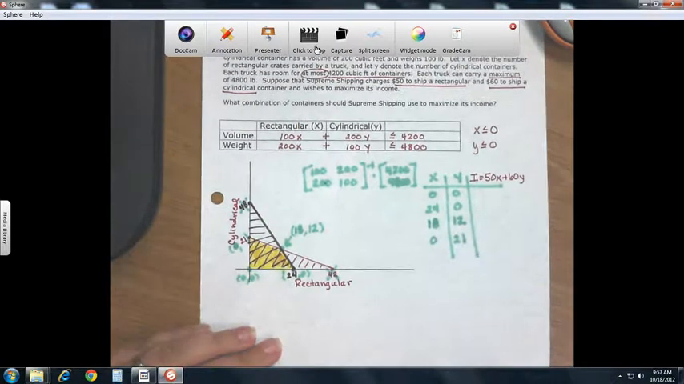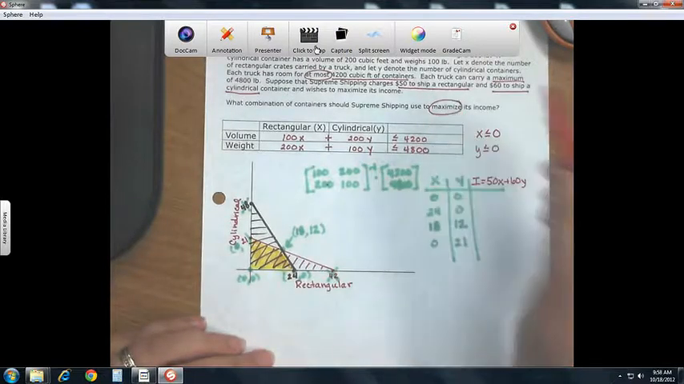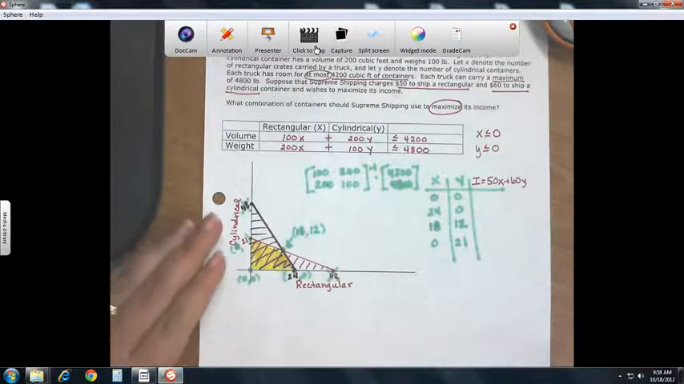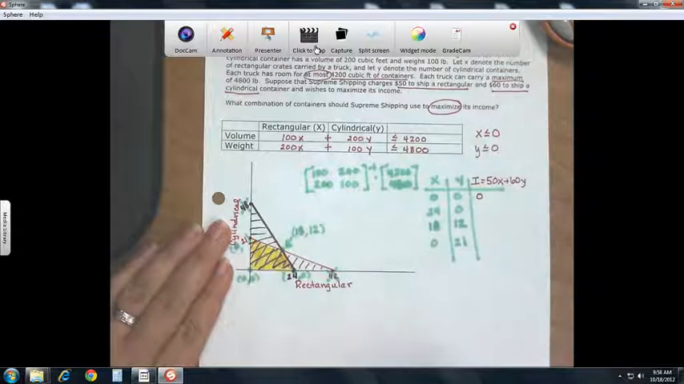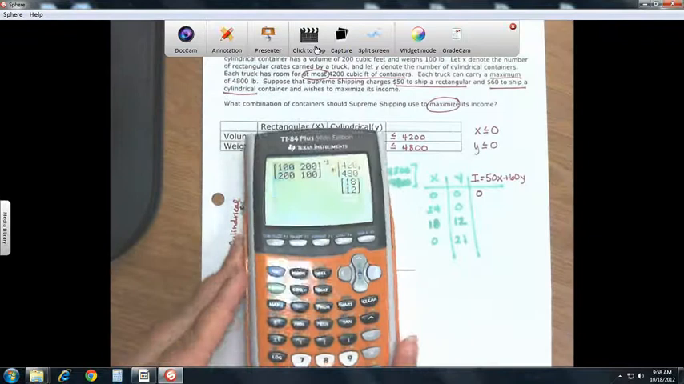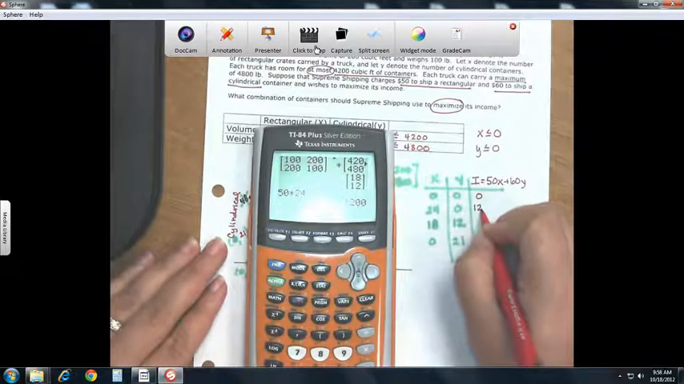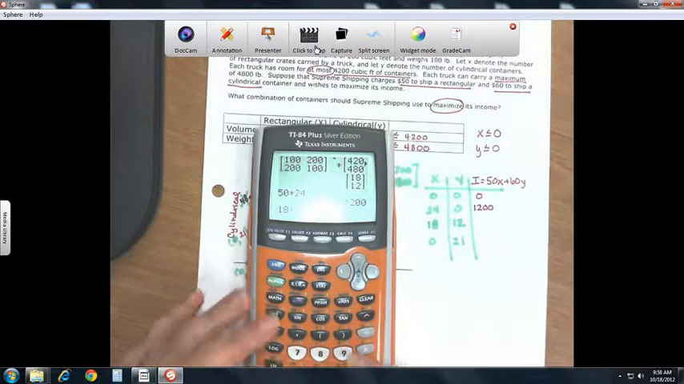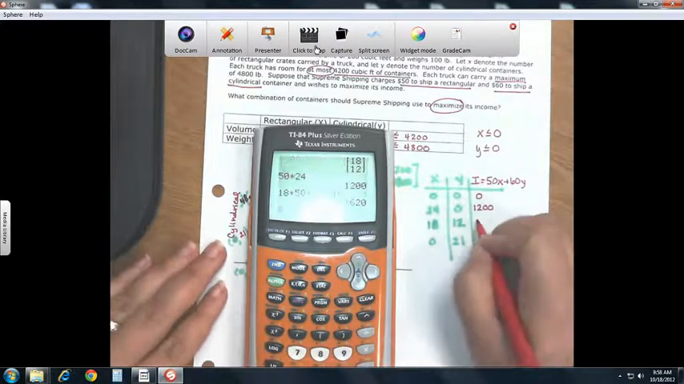When we plug in 0, 0, we get 0. When you plug in 24, 0, let's see, 50 times 24 is 1200. Okay. 18 times 50 plus 12 times 60 is 1620. And then 60 times 21 is 1260. Okay, so which one of those is our maximum?